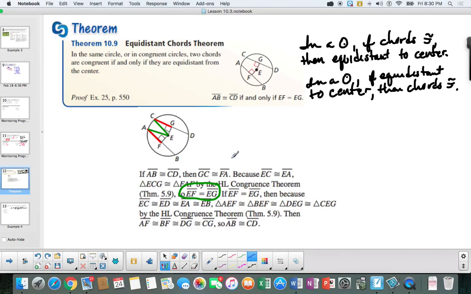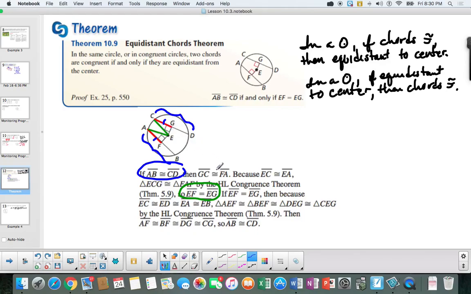Suppose we have 2 chords that are congruent. So I have this thing right here. These 2 chords are congruent. This whole chord is congruent to this whole chord. And I'm going to draw a perpendicular here, so that's going to cut it in half. So I know that since all of these are congruent, these little pieces are congruent right here.